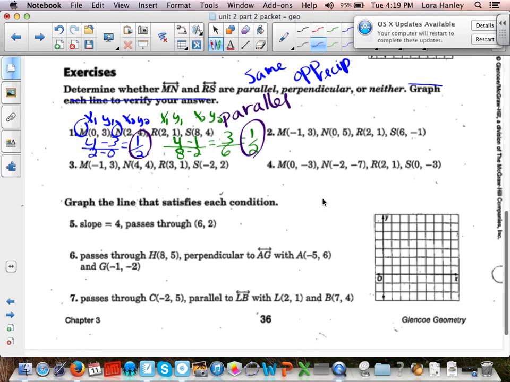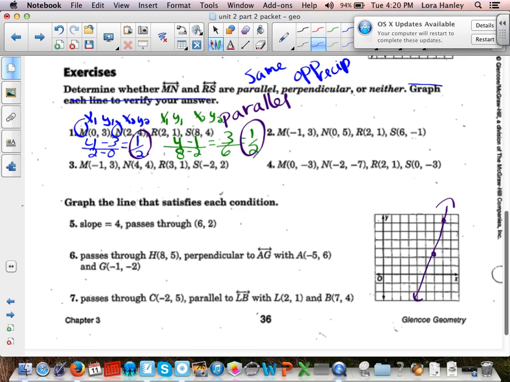And then moving down, we want to graph lines with certain conditions. So number 5, if it has a slope of 4 and passes through the point 6, 2, well, you first need to graph the point and then use your rise over run. So if we start at 6, 2, and since my slope is 4, I'm going up 4 to the right 1. And you can connect your line.